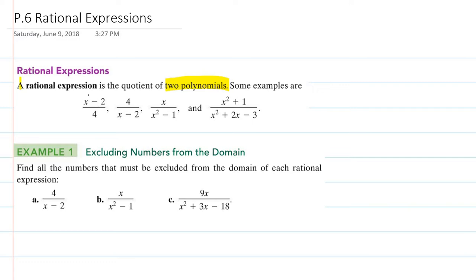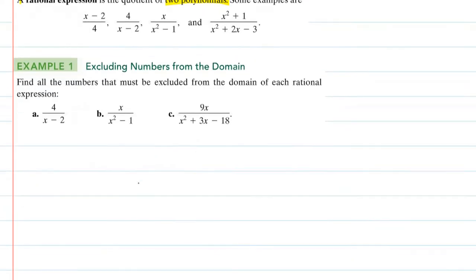Okay, so let's take a look at our example 1. Example 1 is asking us for excluding numbers from the domain. When we ask about this, all you have to do is set the denominator so it cannot be 0. The reason why, you all learned in grade school, pretty much in elementary school, when you have a fraction, the denominator cannot be 0. So here's how we do this example.